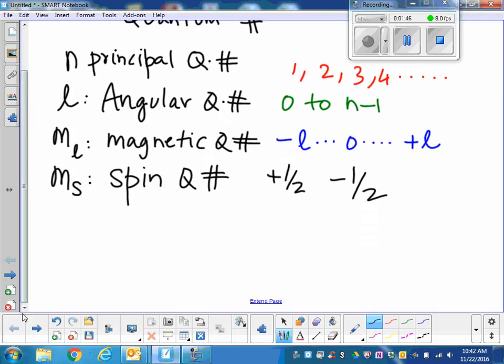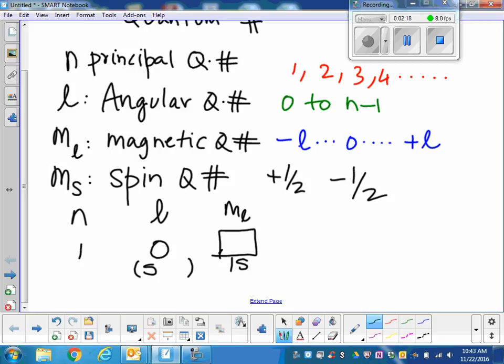So if my principal quantum number is 1, what is my angular quantum number L? 0. If my L is 0, what is my ML? ML is 0, meaning it is my which orbital? If L is 0, what orbital is it? S. It's the S orbital. So it is the 1s orbital.